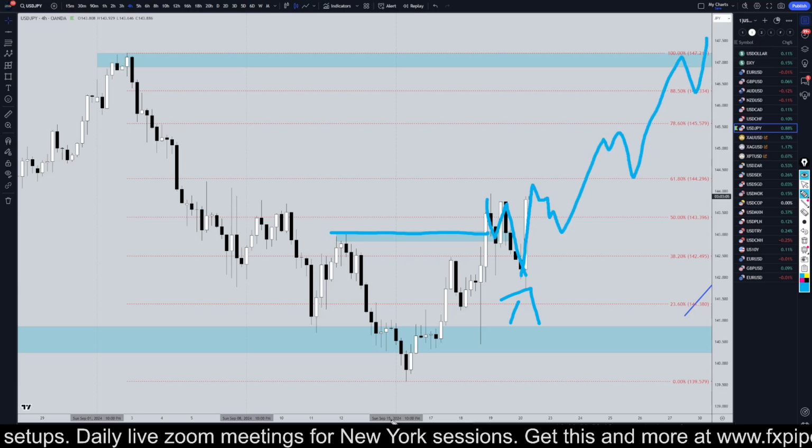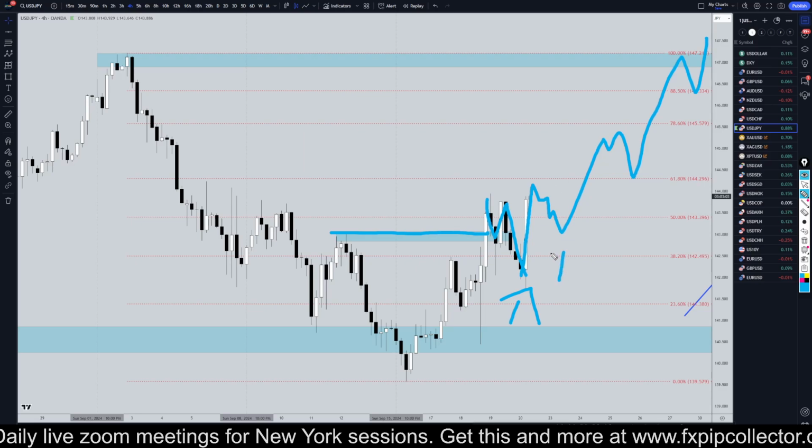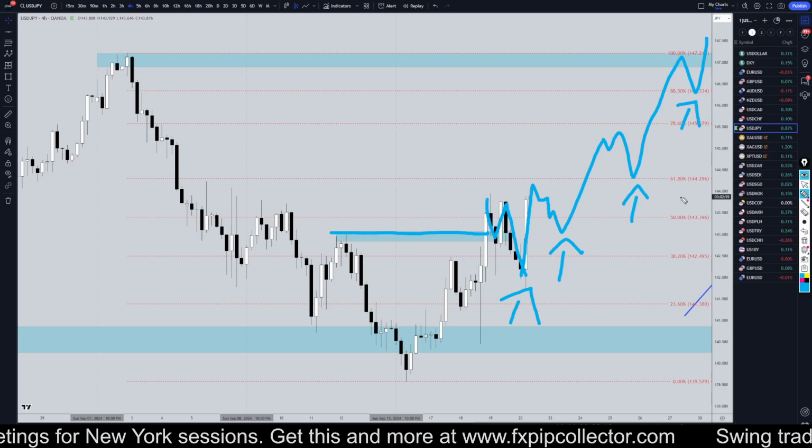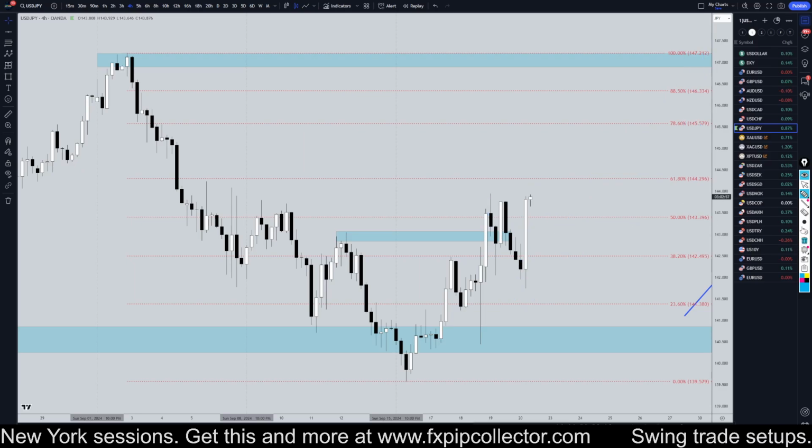And if it really is the end of a corrective like it looks like, then it should continue to make higher highs, higher lows, which means that we should be able to go long at the end of every single pullback we see from this point on.